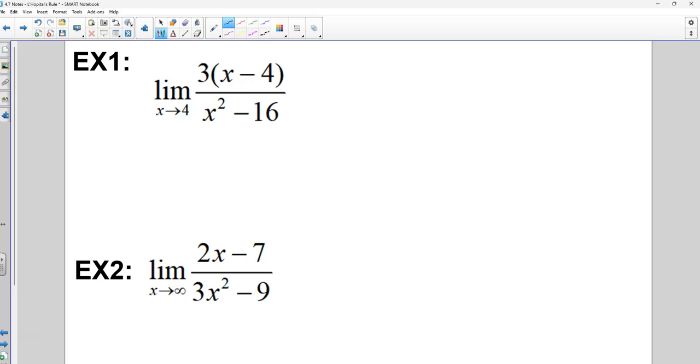You can plug in the 4, but it's not going to get you anywhere. If you plug in the 4, 4 minus 4 is 0. You get 0 in the top. 4 squared minus 16, also 0. You get 0 over 0, which is indeterminate. It doesn't mean that you don't have an answer. It means you've got to try something else.